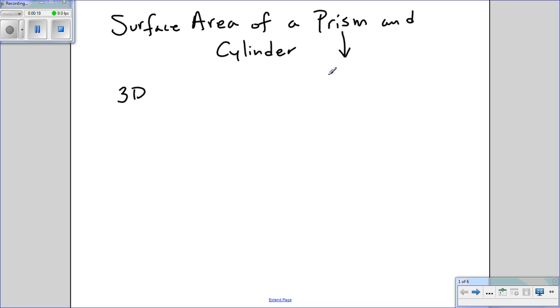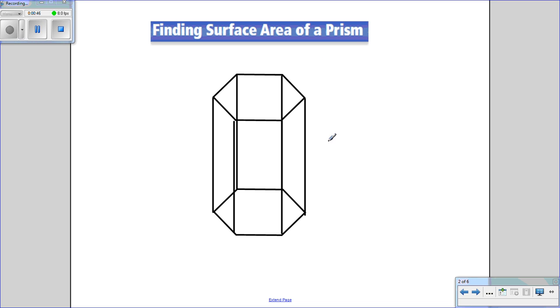A prism is a three-dimensional object where its bases have to be polygons. So it could be square, rectangle, pentagon, triangle, any one of those. A cylinder is a three-dimensional object where the bases are circles. So, just a quick definition. Let's talk about finding the surface area of a prism. The surface area is what we need if we want to cover the outside flat surfaces of this three-dimensional object.